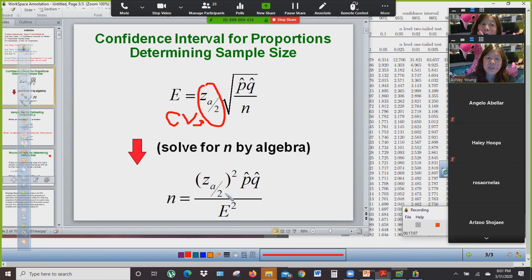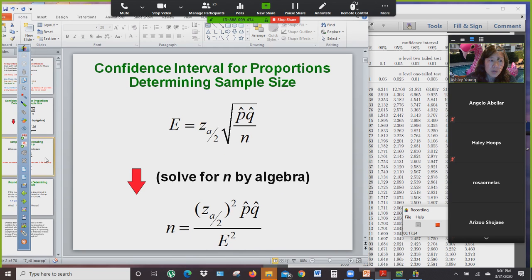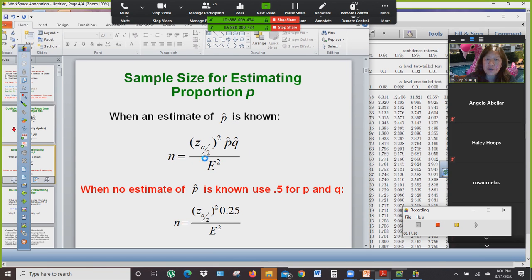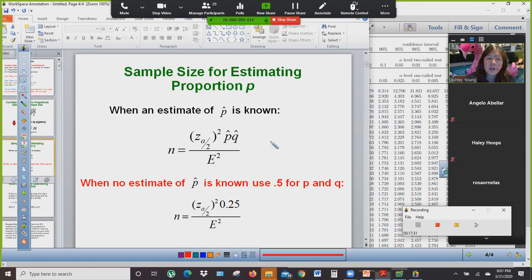And if I solve this equation for n, that is, I square both sides, multiply both sides by n, and divide both sides by e squared, then I would get this. So for a particular error, then I can find what n is, because I'm given all of these things in the problem. So that's kind of what you did. And this is the actual formula here. You can also do it where you put, well, we'll talk about that in a minute.